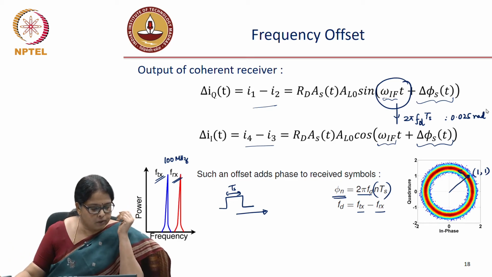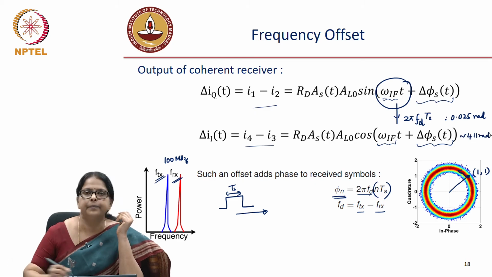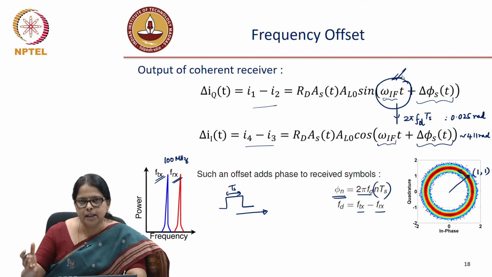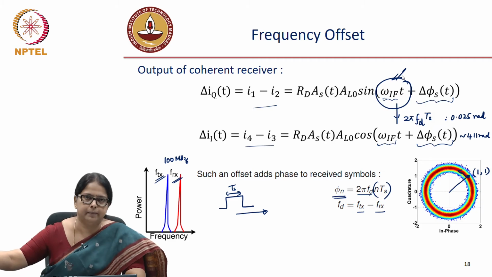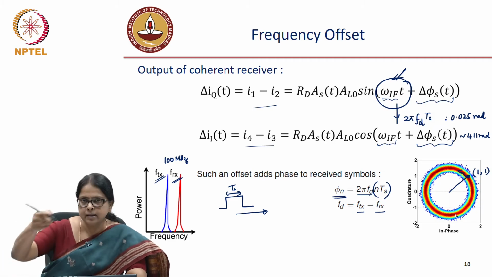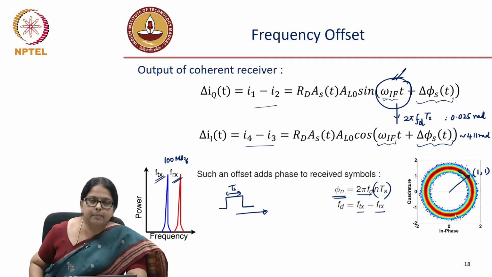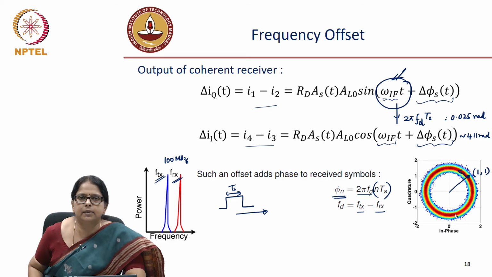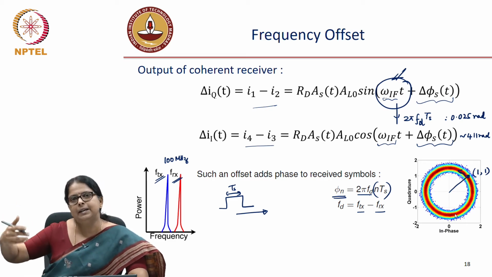Over 2 power 14 symbols, if you calculate, it will accumulate about 411 radians, which means that there is an additional phase in the system which keeps progressively increasing with time, and that results in the constellation being rotated. Okay. So, this is an impairment that needs to be corrected, but the good thing is that you can potentially find out what the frequency offset is, and you can progressively keep decreasing the phase.